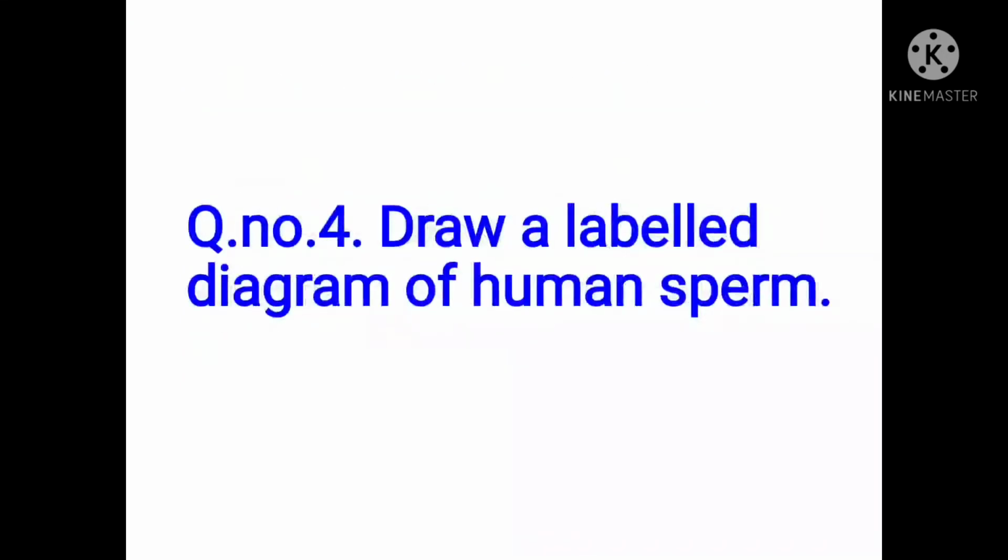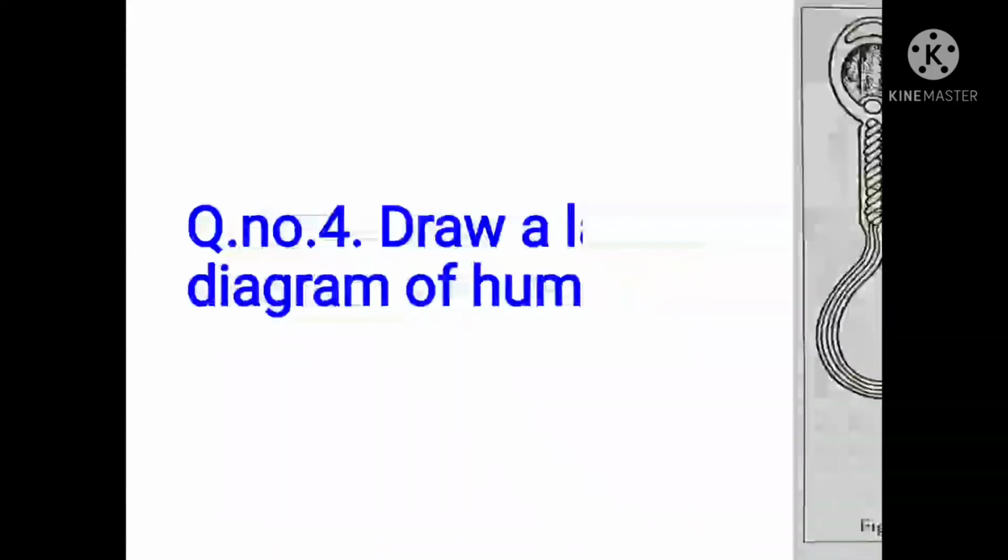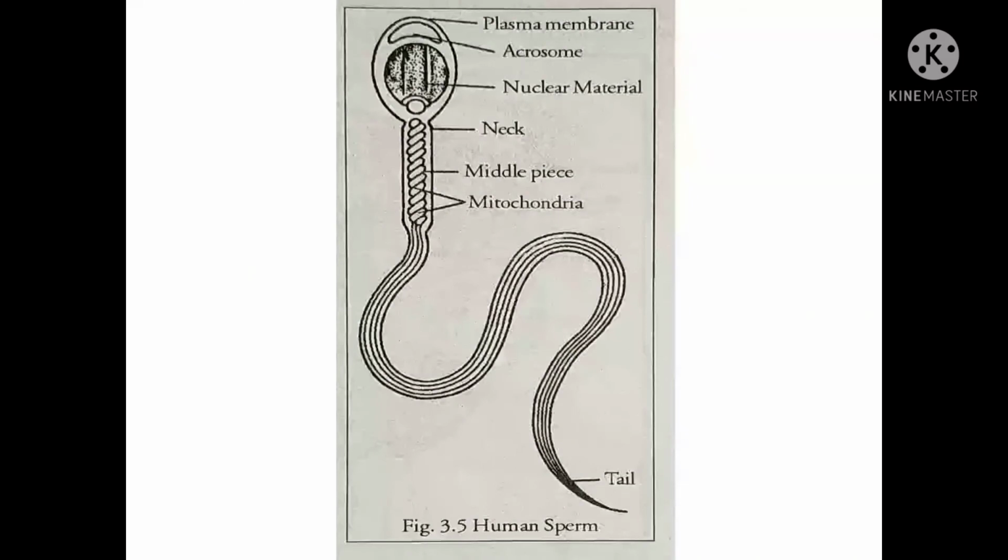Question number 4. Draw a labeled diagram of human sperm. This is the figure of human sperm. The membrane around the sperm is called plasma membrane. The tip portion of the sperm is called acrosome. This is the nuclear material. This portion is called neck.